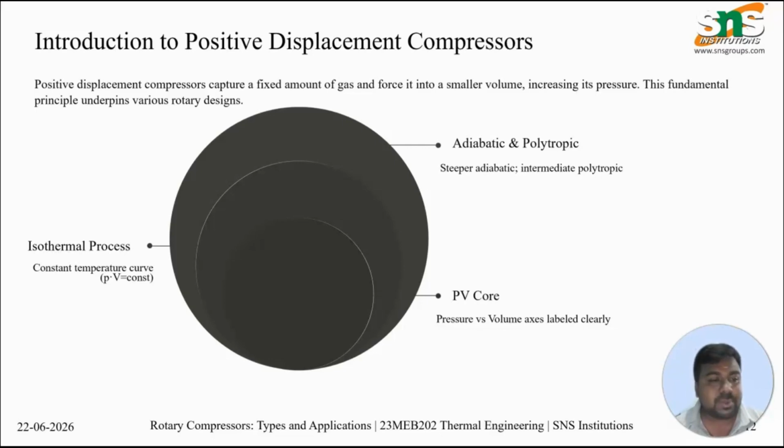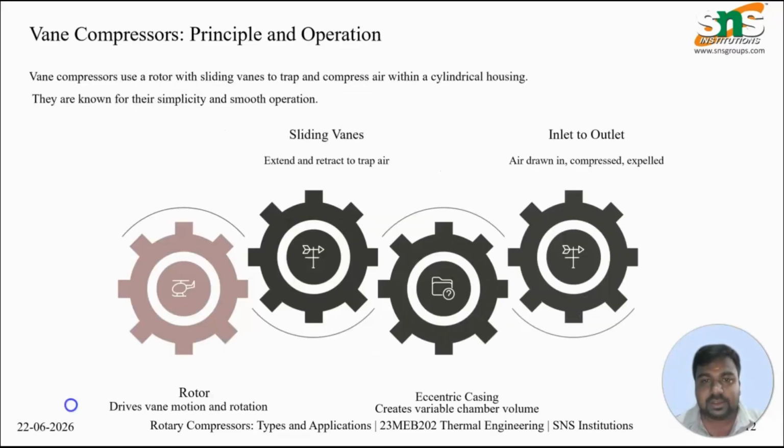In the isothermal process, it is a constant temperature curve, that means P into V is equal to a constant. In the adiabatic and polytropic processes, the adiabatic curve is steeper and the polytropic is intermediate. In the PV curve, the pressure versus volume axes are labeled clearly.